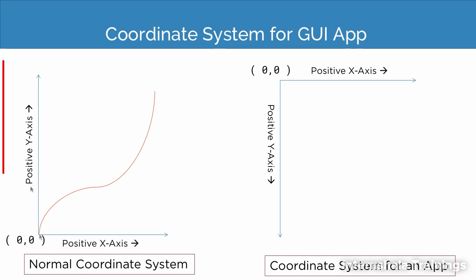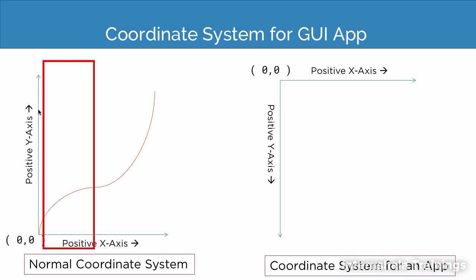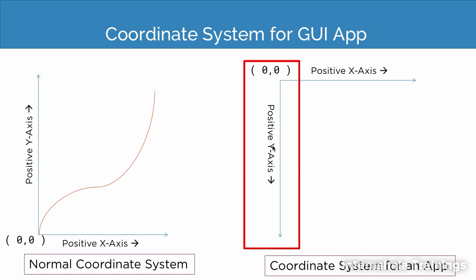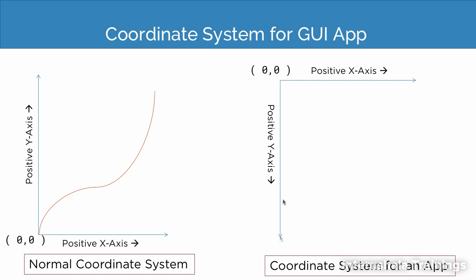On the left hand side we have the positive y-axis moving towards top. But on the right hand side, in case of our application, we have the y-axis starting from the origin and moving towards the bottom like this, from top to bottom. Now, in case of normal coordinate system, we draw some graph or some line, and each of the point along the line represents some coordinate.